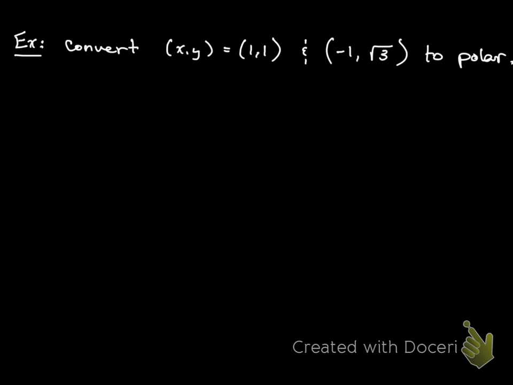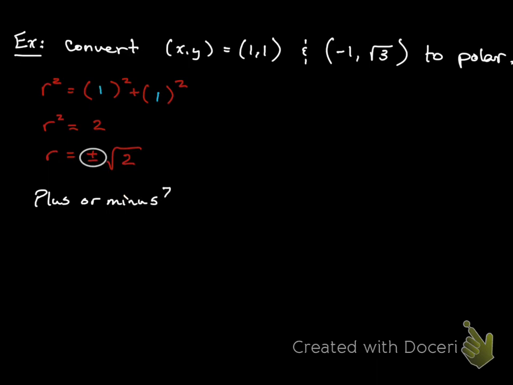So hopefully this will be the harder conversion to do, and I'll iron it out so that it makes as much sense as I can. Let's do that first point first, 1, 1. So if I have x, y, I can find r by r squared equals x squared plus y squared, and my x and y are both 1 here. So really all I have is r squared equals 2. So r should be plus or minus square root of 2. Plus or minus. Which one is it?